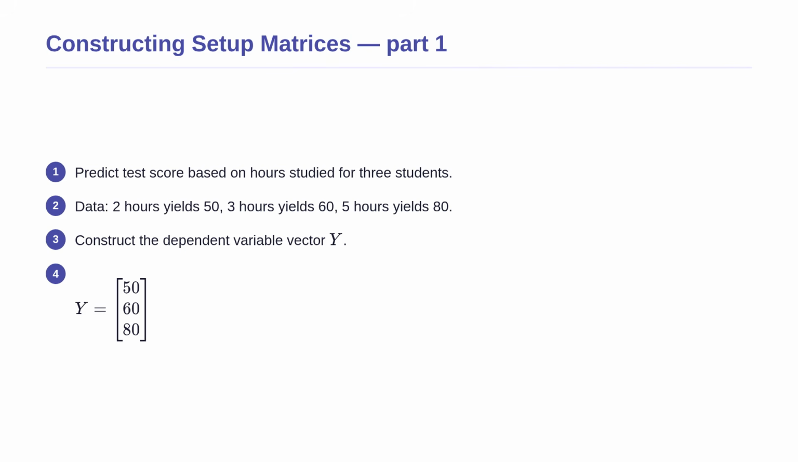First, we construct the Y vector. This is simply a vertical column containing the 3 test scores we observed. By organizing them vertically, we prepare them for matrix multiplication.